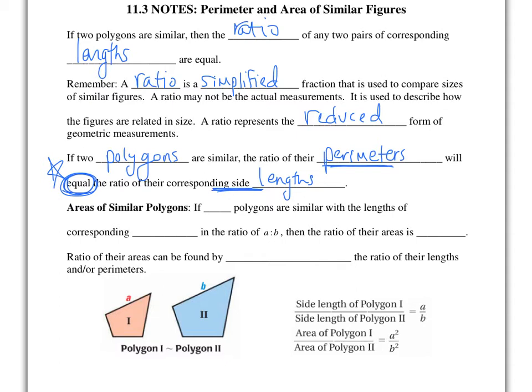All right, so for the areas, how that's a little different is if we have two polygons that are similar with the lengths of corresponding sides in a ratio of A to B. So that's what the sides are. And if you look at your picture down here, the red to the blue is my A to B. Then the question is, how does that change if it's the ratio of the areas? And what we are going to do is square them. So it's A squared to B squared. So the ratio of their areas can be found by squaring the ratio of their lengths or their perimeters, depending what they are, because remember they are equal to each other.